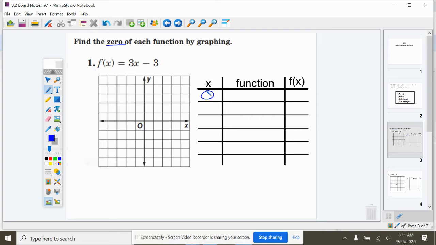So what is my function? So my function is just my equation where I plug the 0 in. So notice it says f of x. Well, now my function is not f of x.